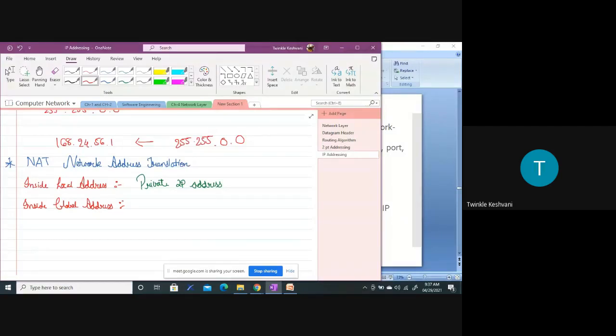Now, there are mainly three ways to configure NAT. If you want to configure NAT, then there are three ways: static NAT, dynamic NAT, and port address translation. Port address translation is somewhat similar to port masking, as I said before. So let's see one by one.